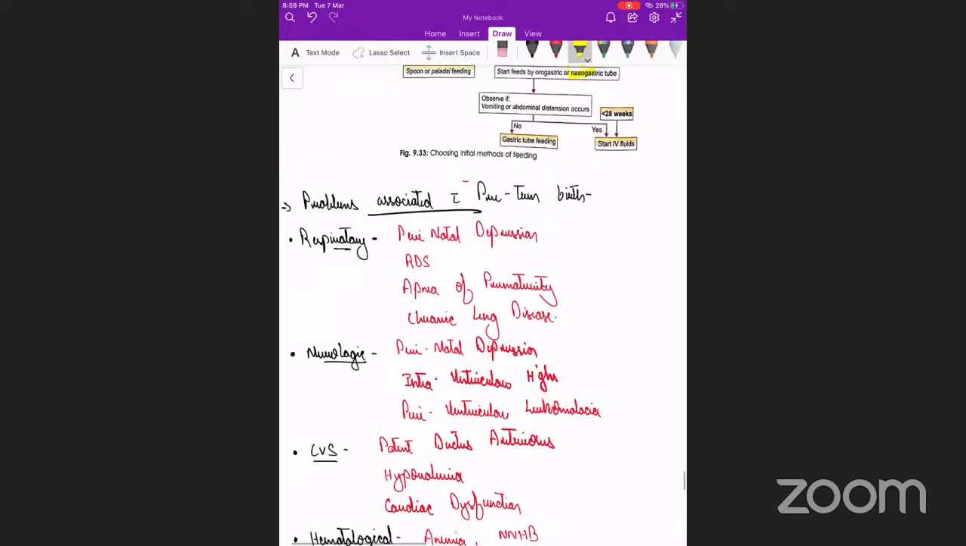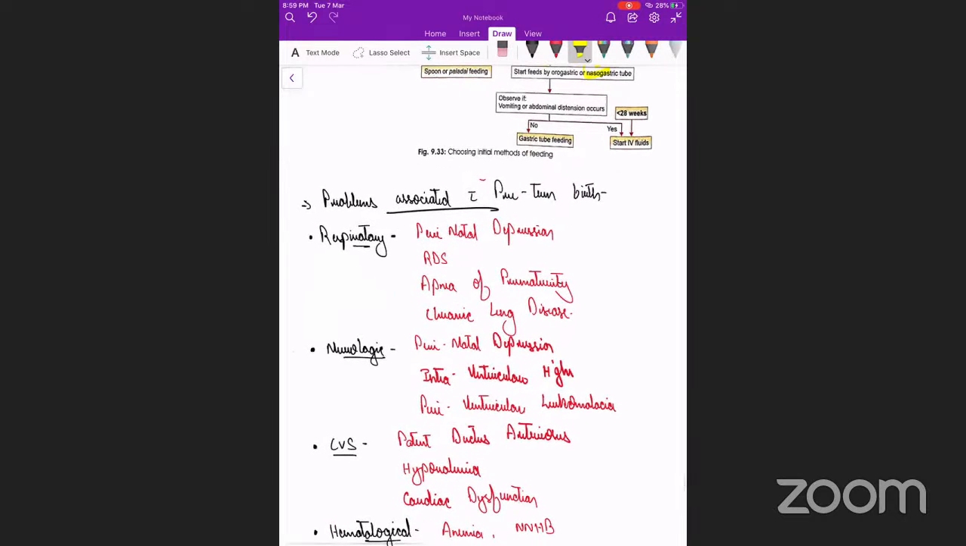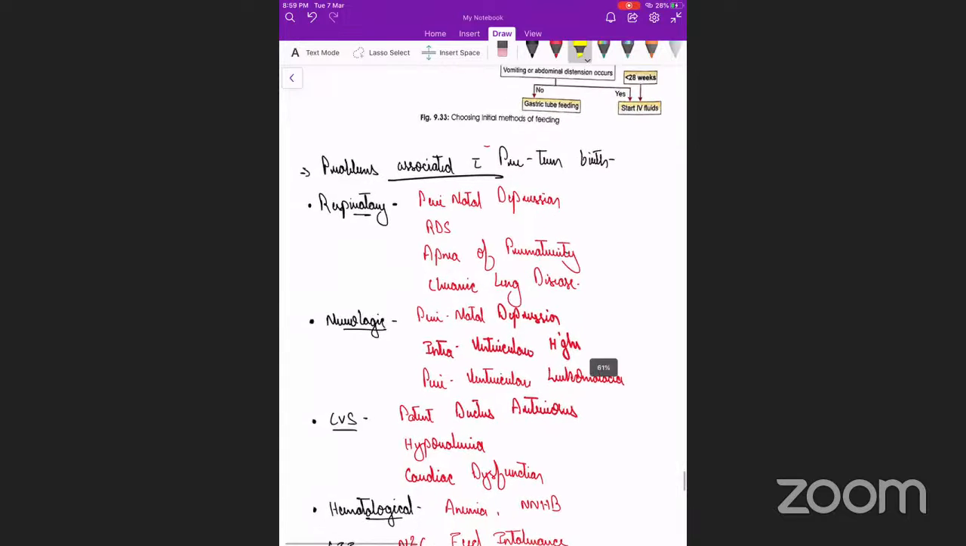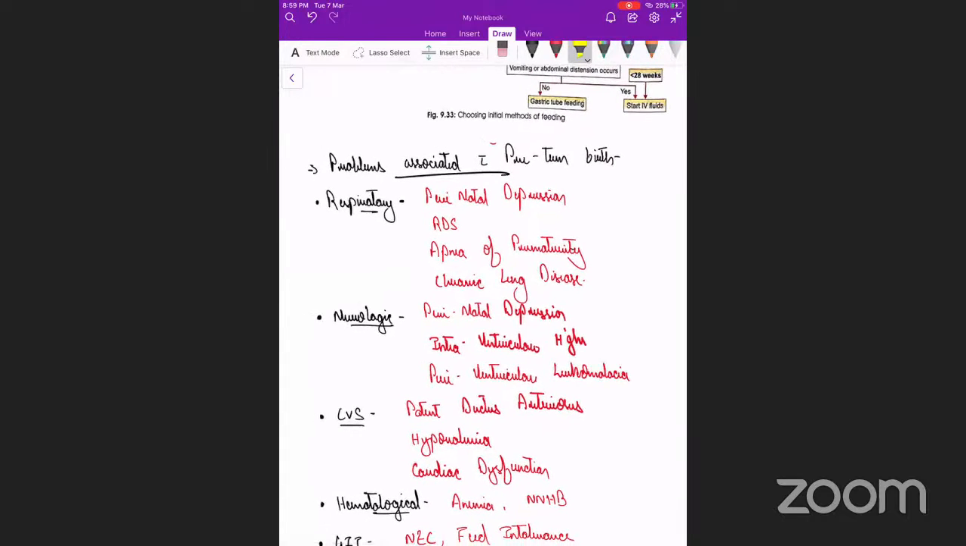Next we look for problems associated with preterm birth. This is a question you will be asked: what are the anticipated problems? So we'll go systematically. We'll see each system and what problem can be present. So if it is the respiratory system, the baby can be at risk for perinatal depression. So the baby might not cry.